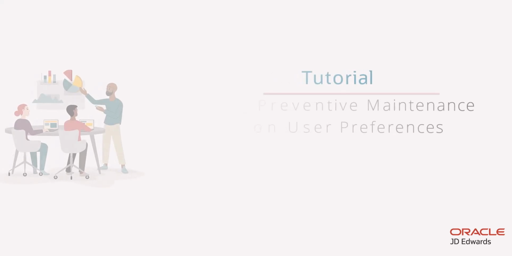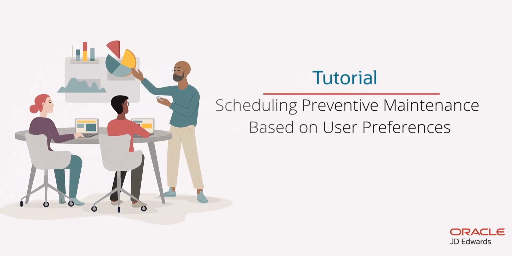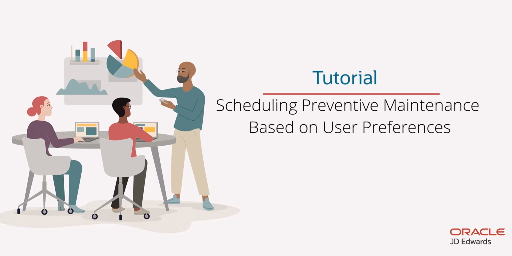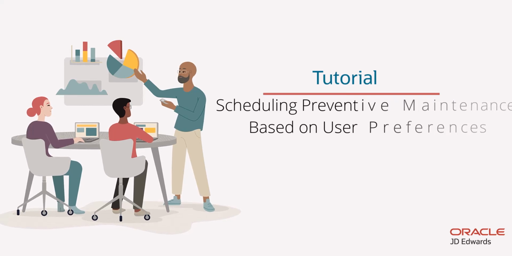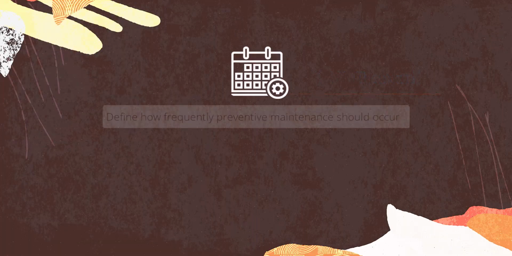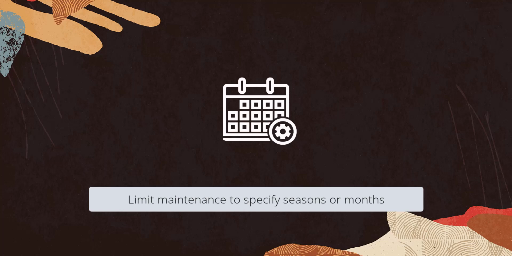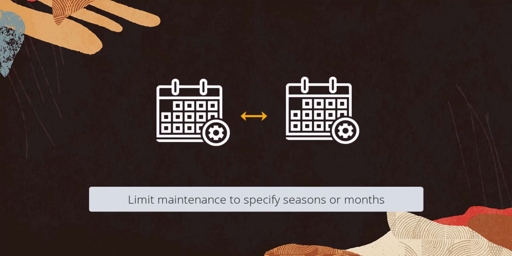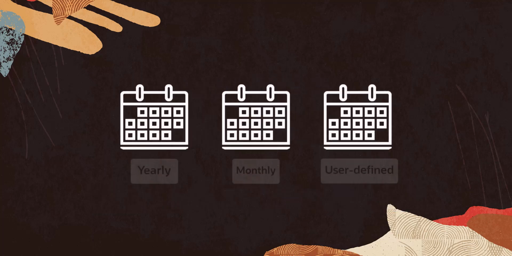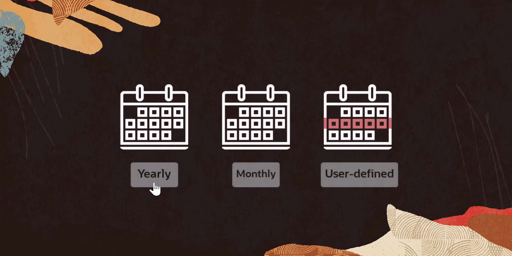JD Edwards EnterpriseOne now includes a feature that lets you create your own schedule patterns. Use this feature to define how frequently preventive maintenance should occur and limit maintenance to specific seasons or months if needed. With this enhancement, you'll no longer be limited to predefined patterns.